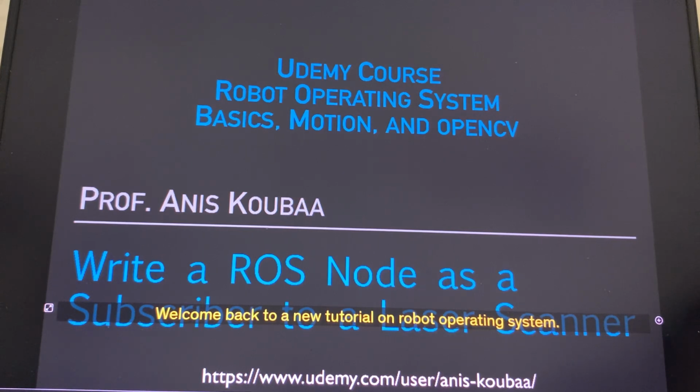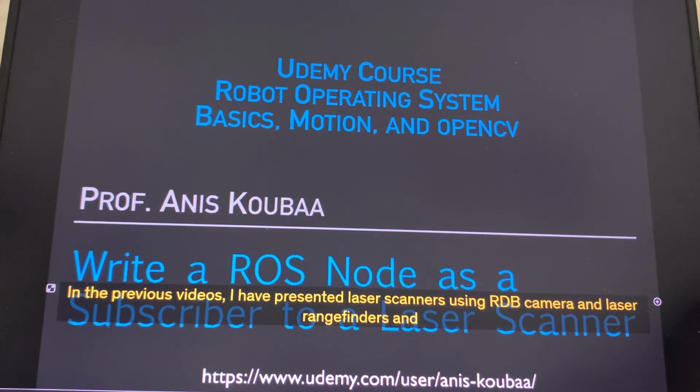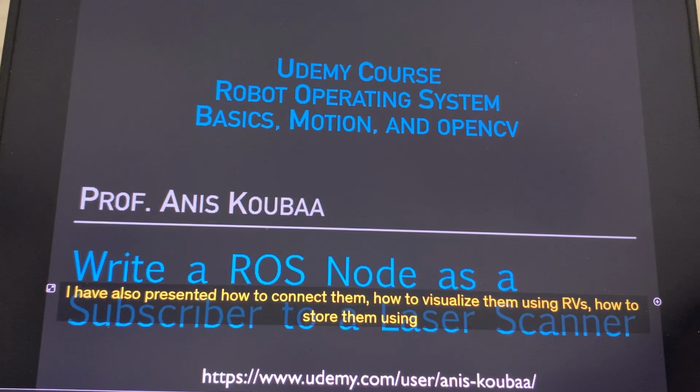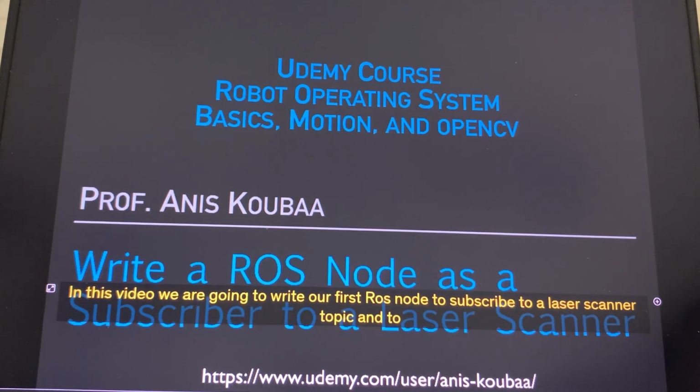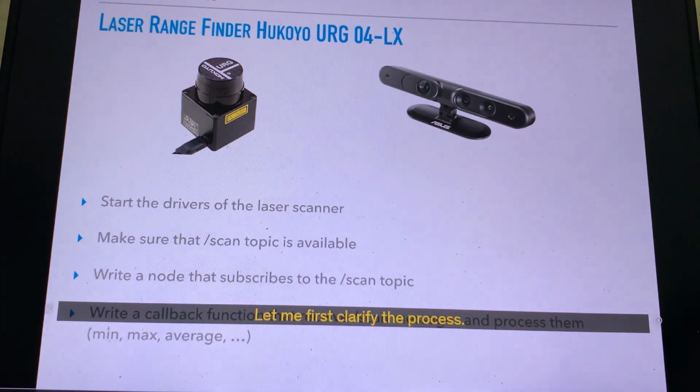Welcome back to a new tutorial on Robot Operating System, and now it is time to write a ROS node as a subscriber to the laser scanner. In the previous videos, I have presented laser scanners using an RGB camera and laser range finders, and I have also presented how to connect them, how to visualize them using RViz, how to store them using ROSBag, and how to replay them from a ROSBag file. In this video, we are going to write our first ROS node to subscribe to a laser scanner topic and to process it. Let me first clarify the process.